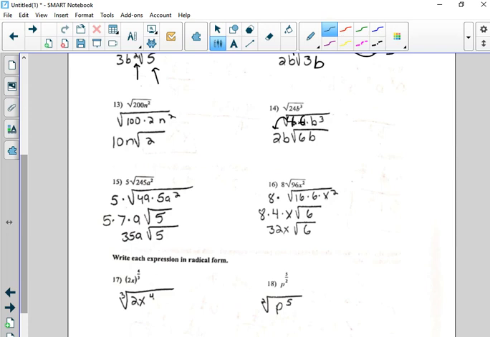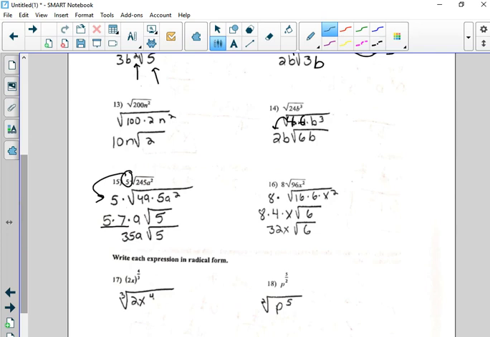49 times 5. 49 comes out as 7, but don't forget this 5 is out here. Remember, put an arrow, circle it, something to remind you. The most common mistake is to just say 7 root 5, but it's really 35. So you have to multiply what comes out times the number that was already there.